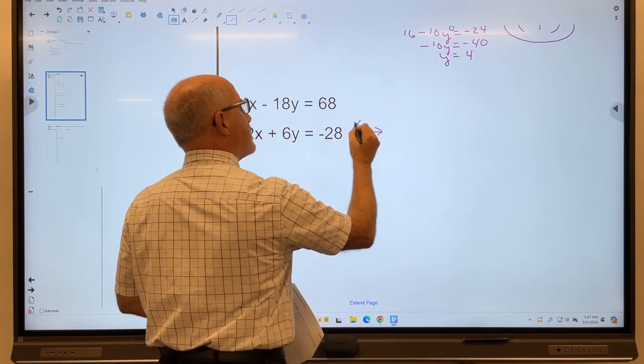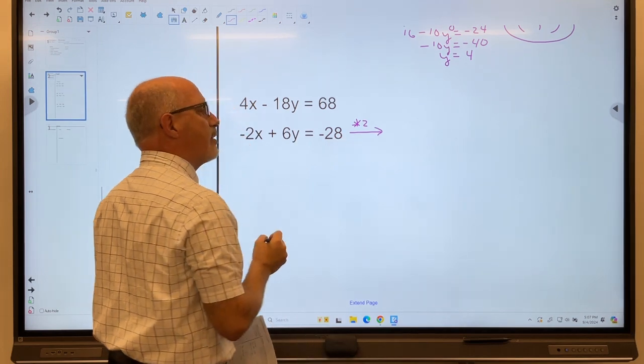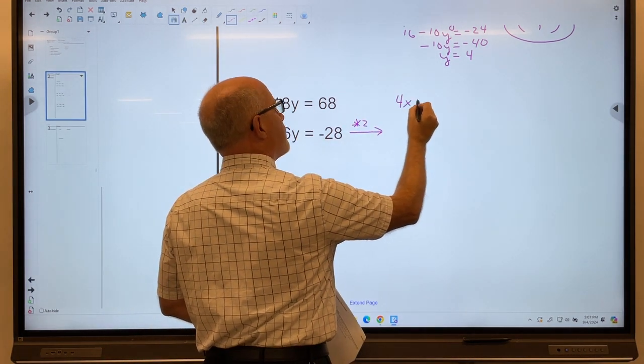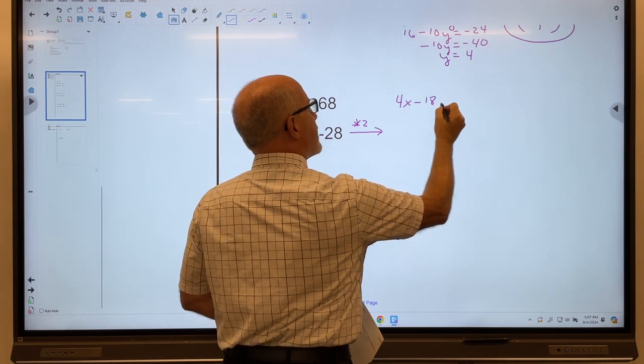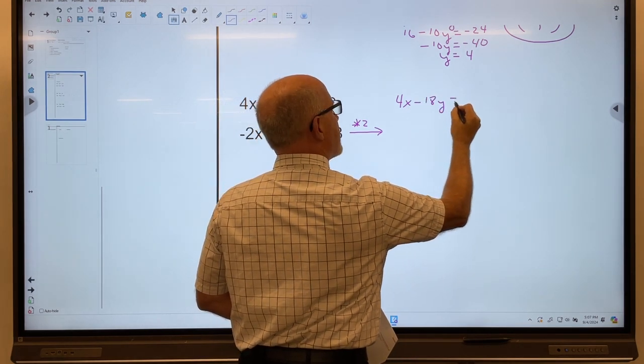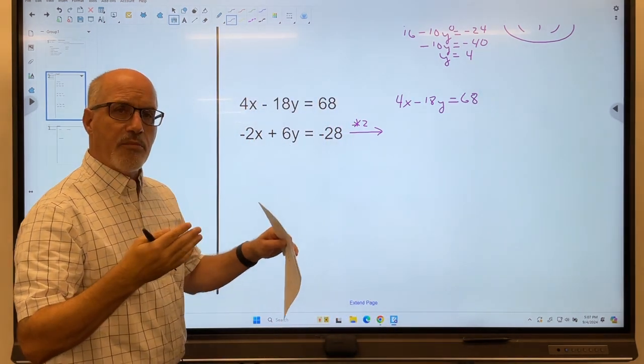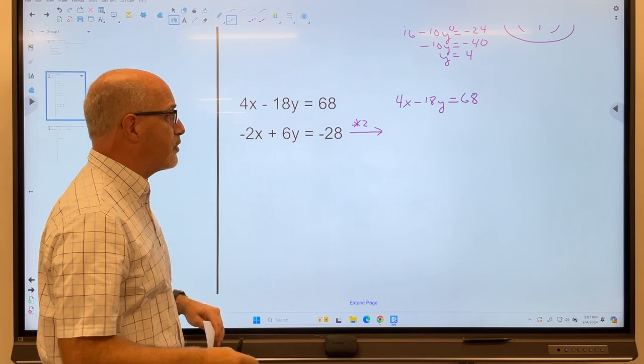So I multiply this by 2 in order to do that. So rewrite the top one. Sometimes you'll have to multiply both equations to get rid of it. Sometimes you have to work through getting both equations into a common multiple.